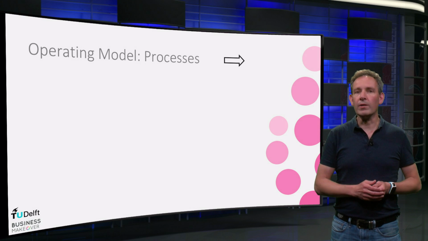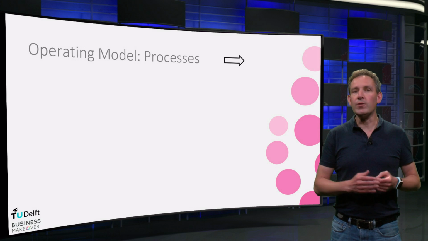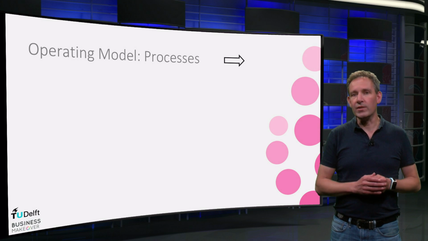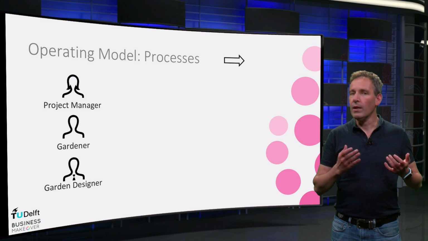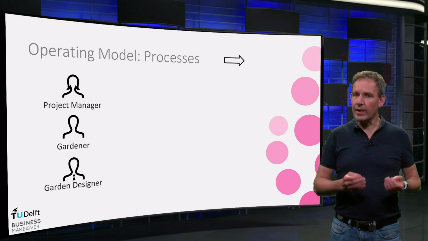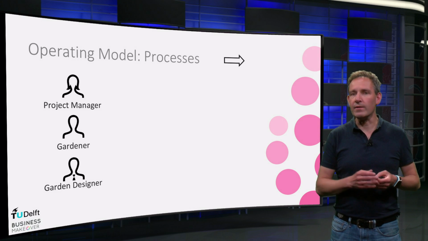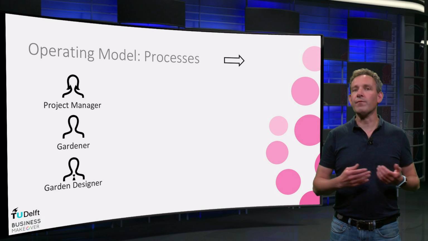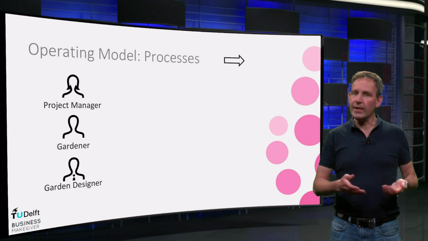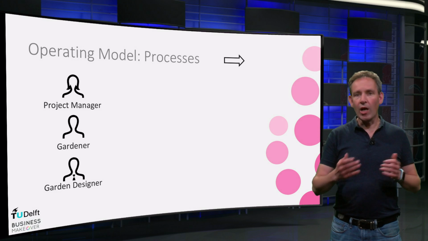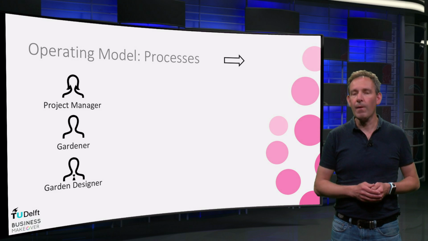So the first component is about the work processes that you need to deliver to create your value proposition and to run your business. A process is a set of activities to realize some value. As an example, consider a company that designs and constructs gardens. The company employs several designers, gardeners, and support staff. Together they work on assignments from consumers, companies, or public organizations.